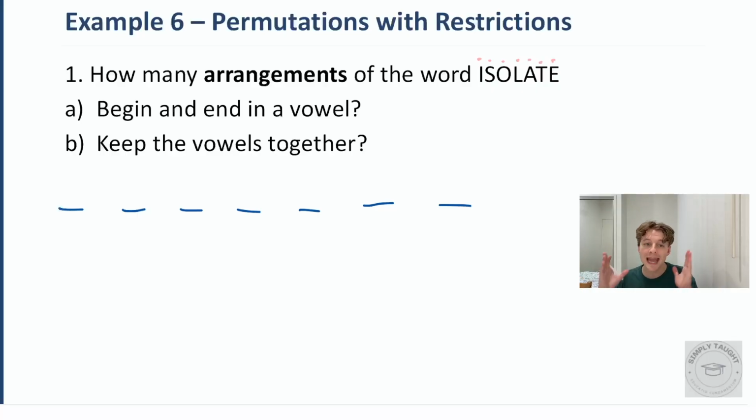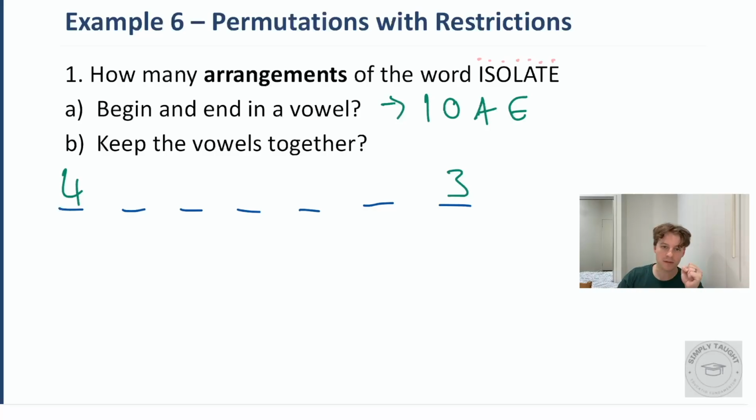just like the last example. However, because it has to begin and end in a vowel, I want to first take note of how many vowels I have. Well, my vowels are I, O, A, and E. So I've got 4 different vowels in the word isolate. If my word has to begin with a vowel, that means I only have 4 choices to make for my first letter. If it's going to end in a vowel, well, I've already picked one of the vowels to start the word with, so now I only have 3 choices here at the end.